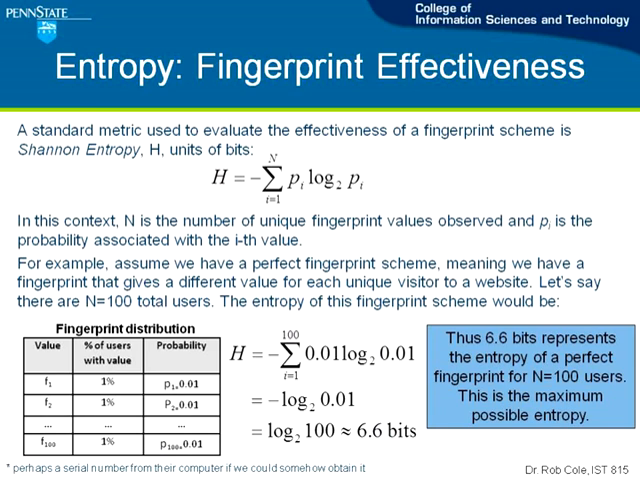I'll finish this lecture by discussing how fingerprinting effectiveness is measured. The standard metric is Shannon entropy, which is given by this formula and is in units of bits because of the base 2 logarithm. The idea here is that you have a distribution of values the fingerprint can take, and each value appears in some percentage of the population you observe. Entropy is a single number describing that distribution.